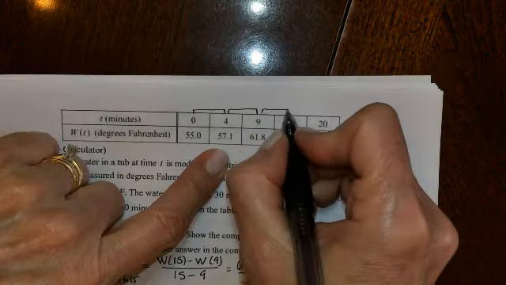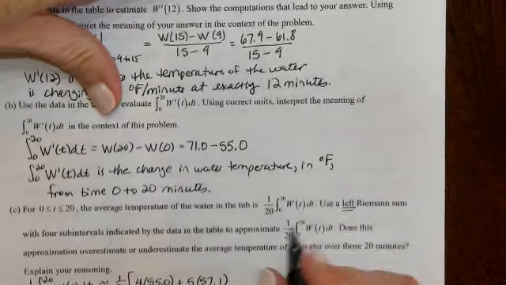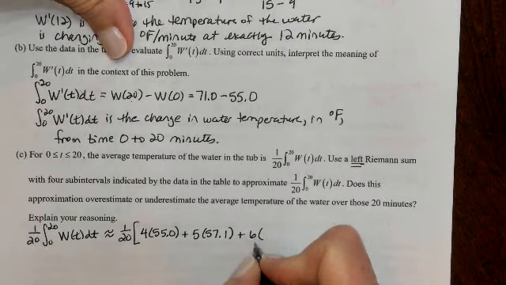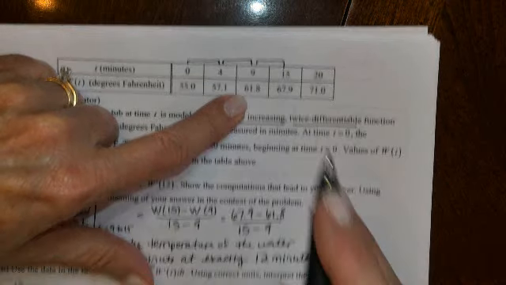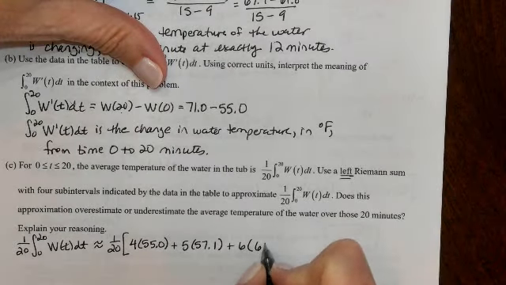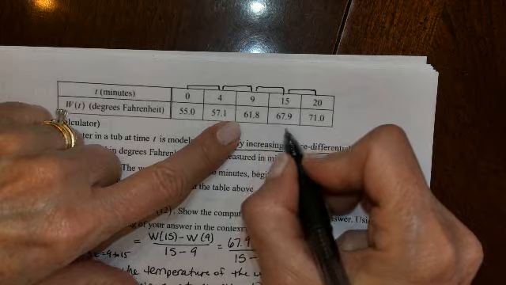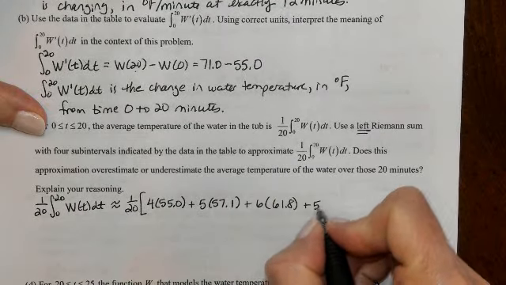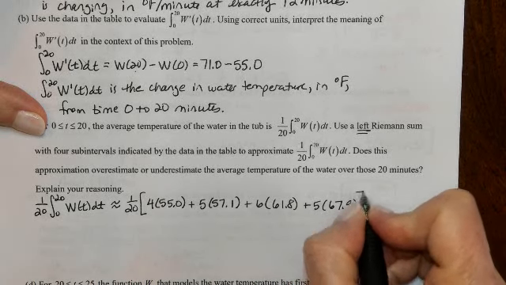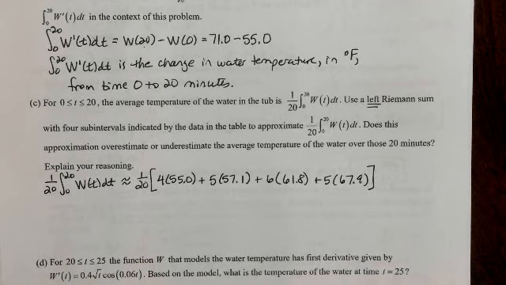Next base length, 15 minus 9, times that left-hand height, which will be 61.8. And we have one left. 20 minus 15 is 5, and we'll use the 67.9 for that height. And no need to add it up, we'll just leave it like that.